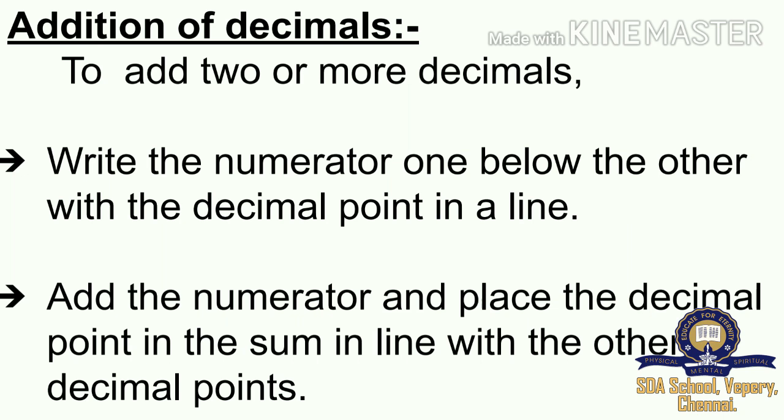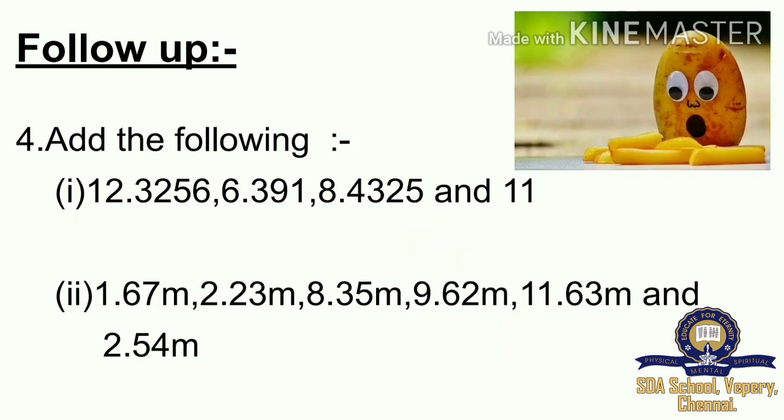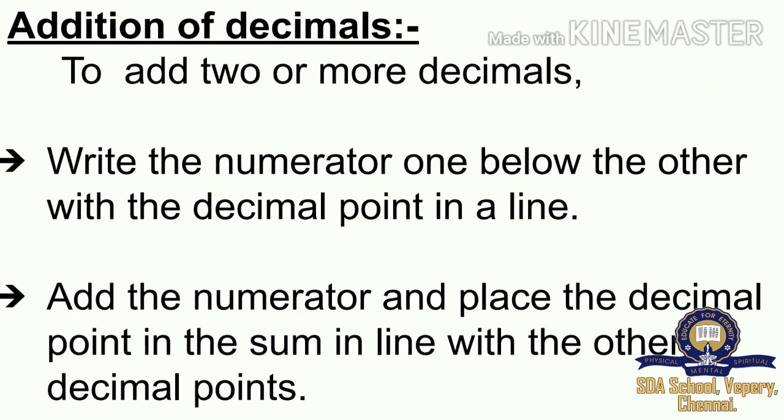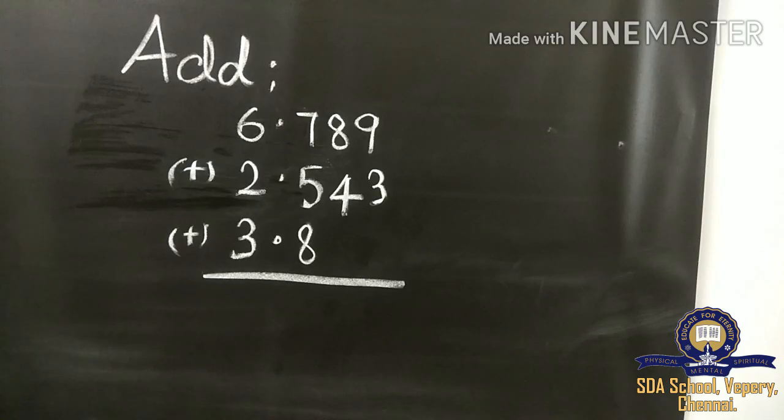In earlier classes you have learned about addition. You just write numbers, right? It will be in whole numbers only. But here we are going to learn about decimals. So you should concentrate on where you write the decimal point in the line. You should write properly, okay? Add the numbers and place the decimal point in the sum in line with the other decimal point. Let's see one example for addition of decimals.